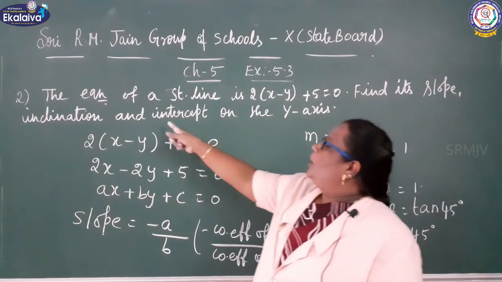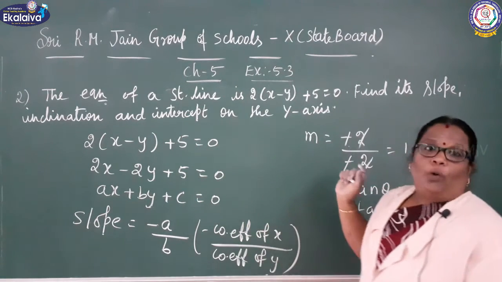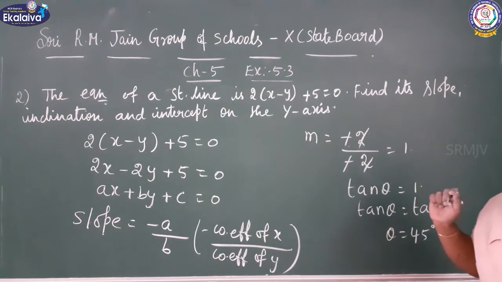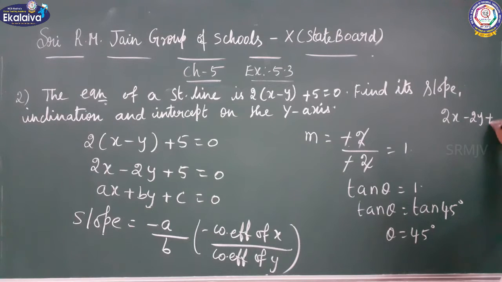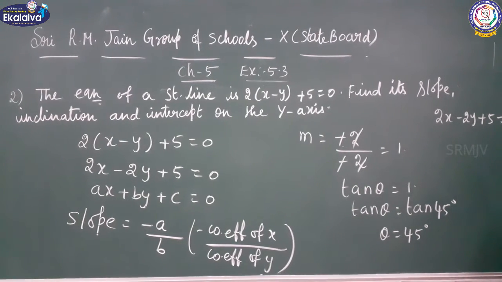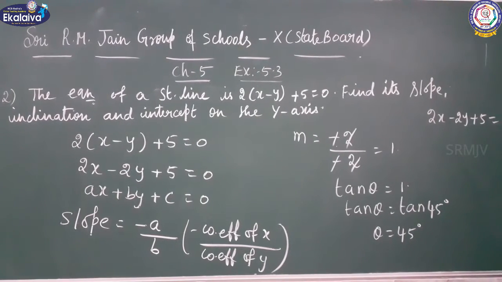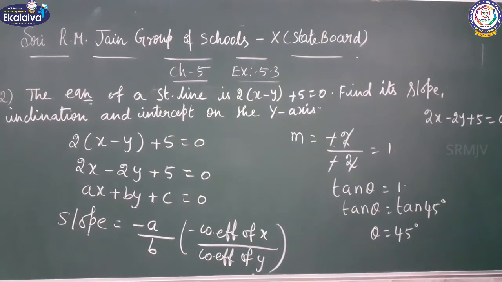Then you move on to the intercept on the y-axis. Take the equation 2x minus 2y plus 5 equal to 0.